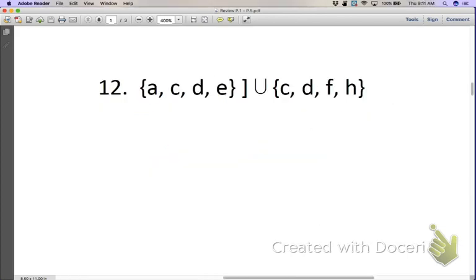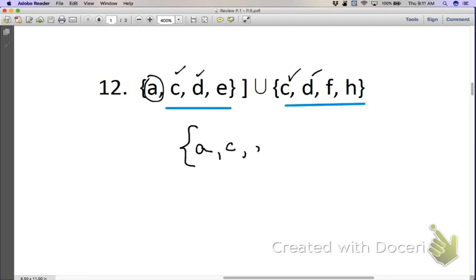So on 12, it's a union. So you're not going to rewrite. Basically everything that you have in each one is going to be in your set, you're just not going to rewrite it. So if I have an A, I have a C here and there, but I'm just going to write it one time. I have a D in each one, E, F, and then H.